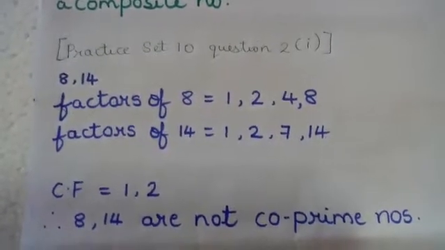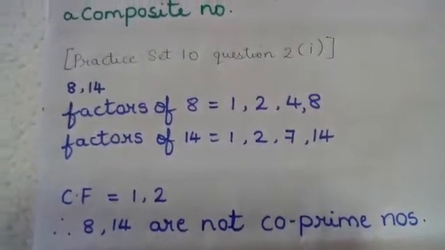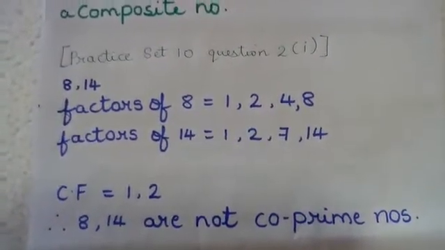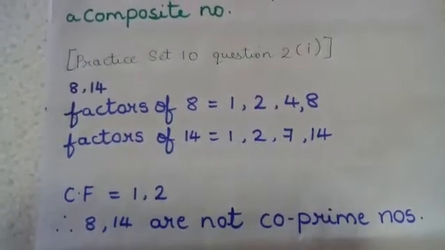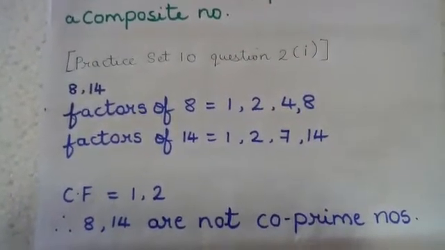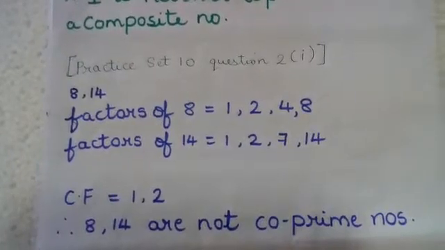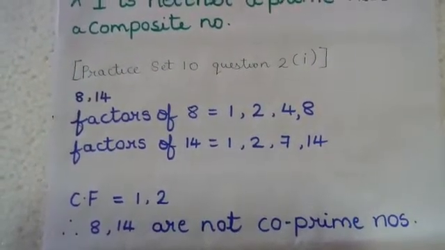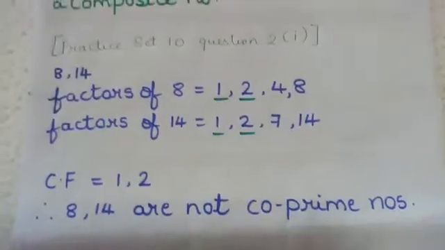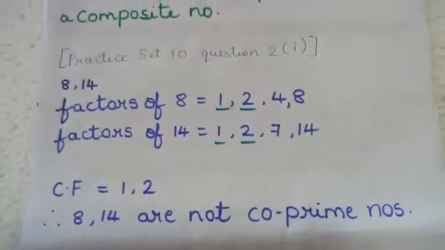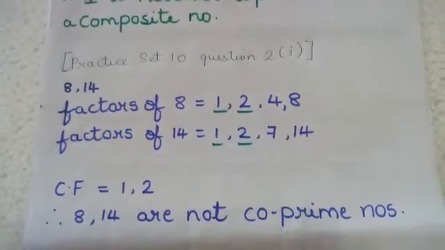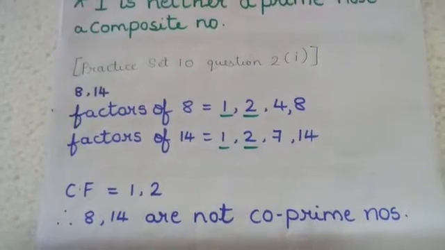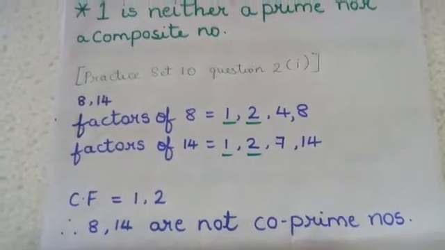From practice set 10, question number 2, sub-question 1: 8 and 14. Here the factors of 8 are 1, 2, 4 and 8. Factors of 14 are 1, 2, 7 and 14. Common factors here are 1 and 2. Therefore, 8 and 14 are not co-prime numbers.